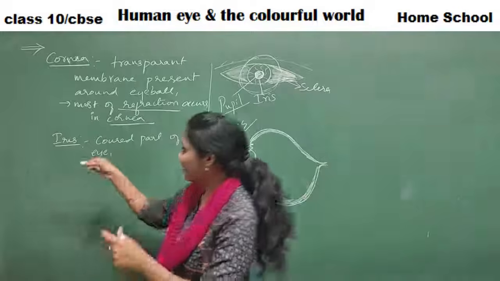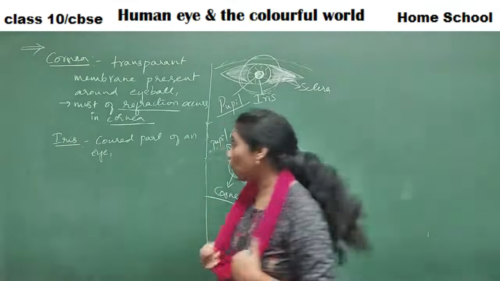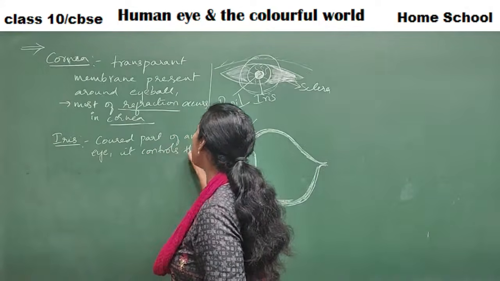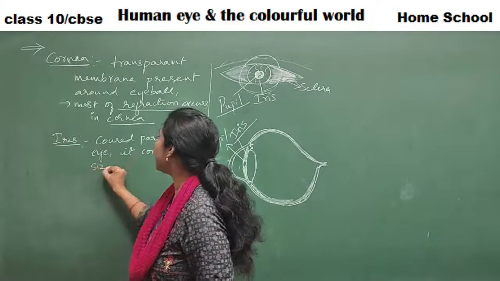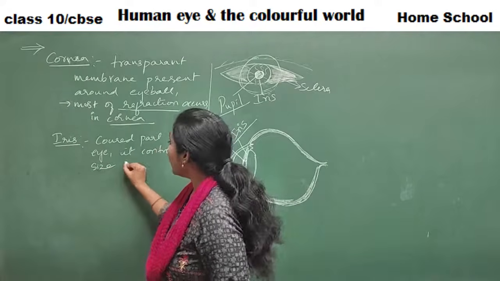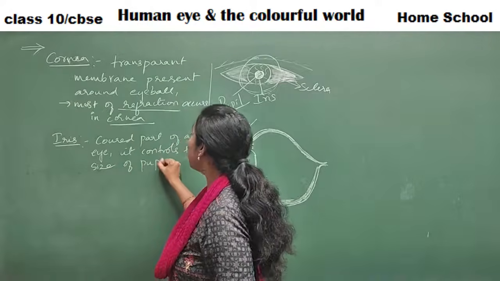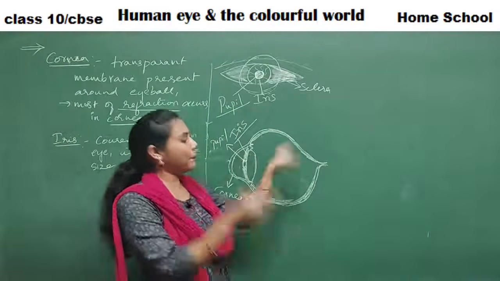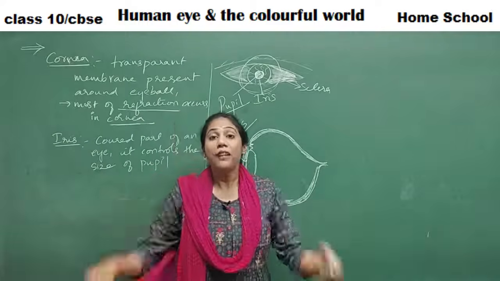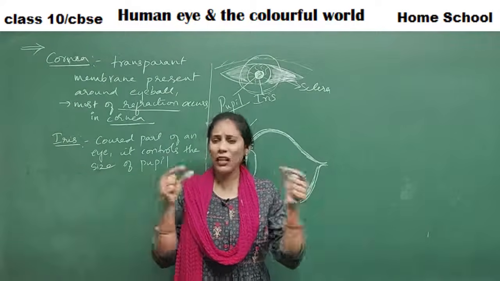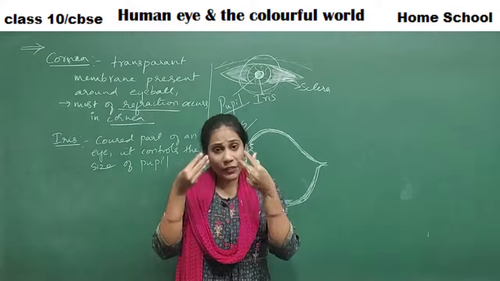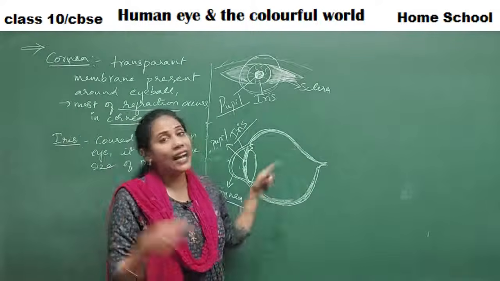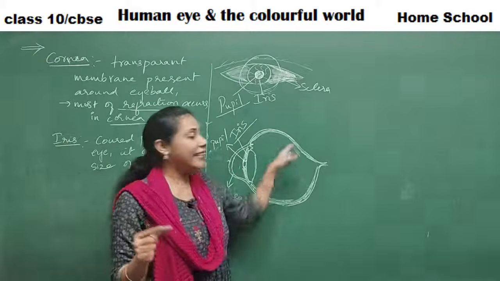Okay, and the main work of the iris is it controls the size of the pupil. This is very, very important. So what does the iris do? It controls the size of the pupil. Through the pupil, the light rays are entering deep inside the eye. Whenever you go into bright sun, lots of light rays would be there. When lots of light enters into our eye, the cells in the eye are very, very sensitive. They will get damaged.